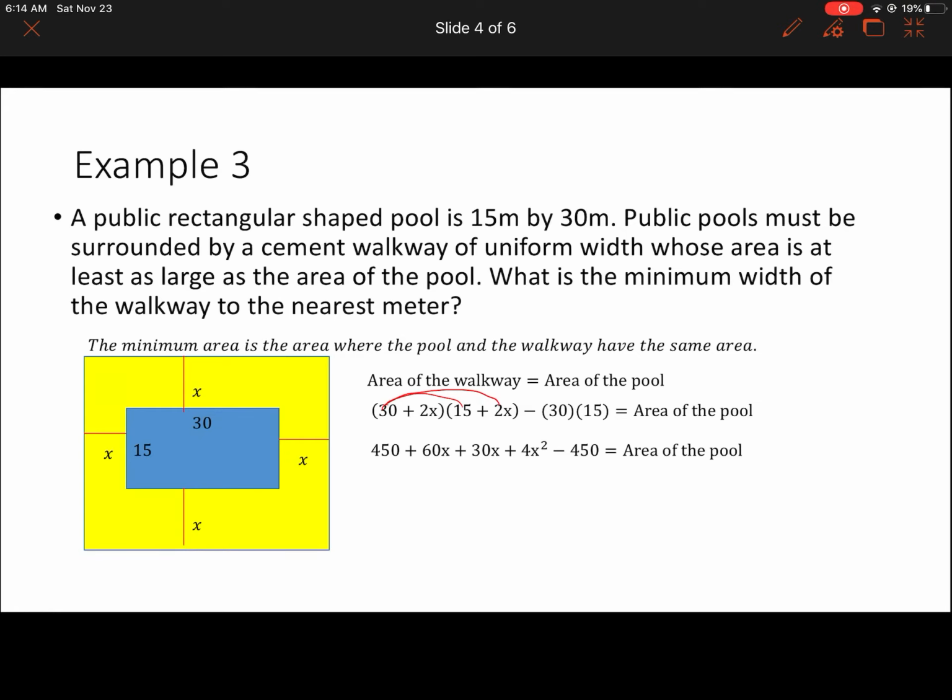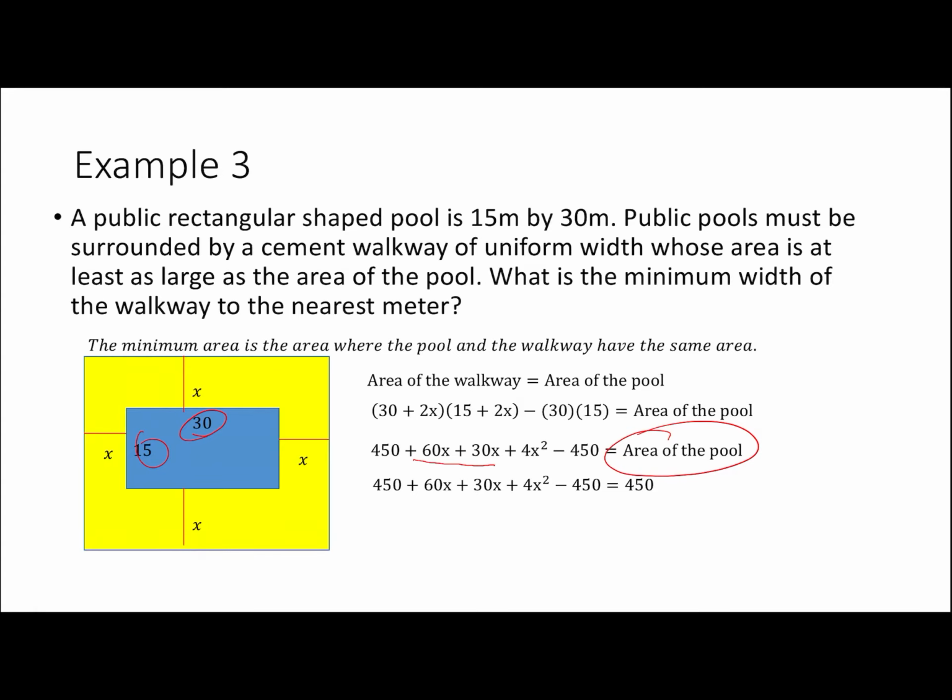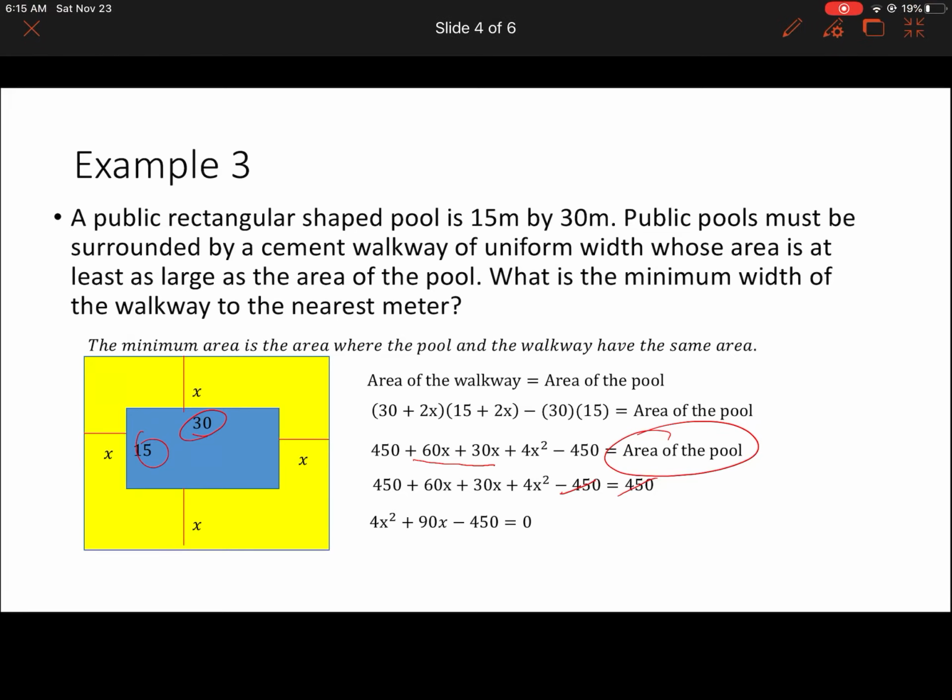So let's solve 30 by 15 first. Outside terms, inside. 2 times 15 is 30. 2x times 2x is 4x squared. We have to join these, that becomes 90x. By the way, what's the area of the pool? 30 by 15, which is 450. By the way, we have this minus and this positive, so we can't cross them out, despite what I just did. Can't cross them out.